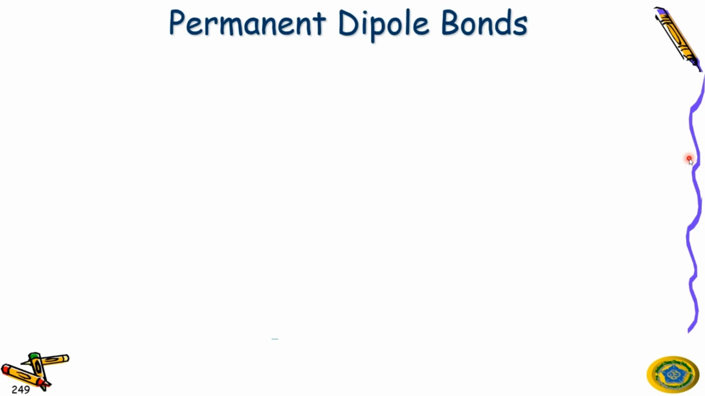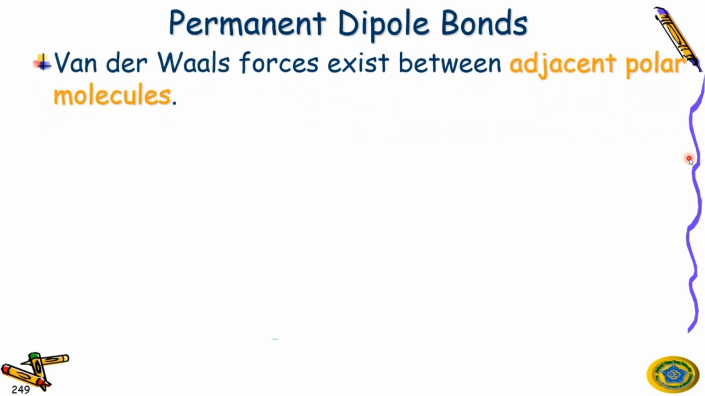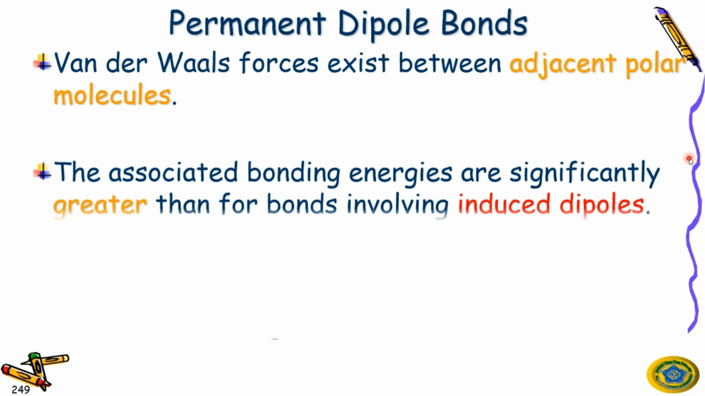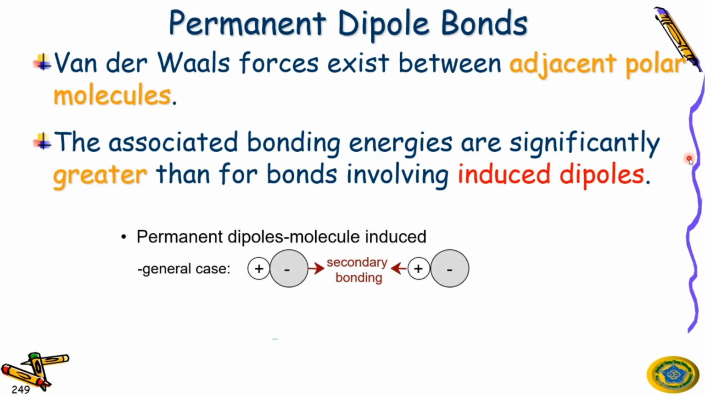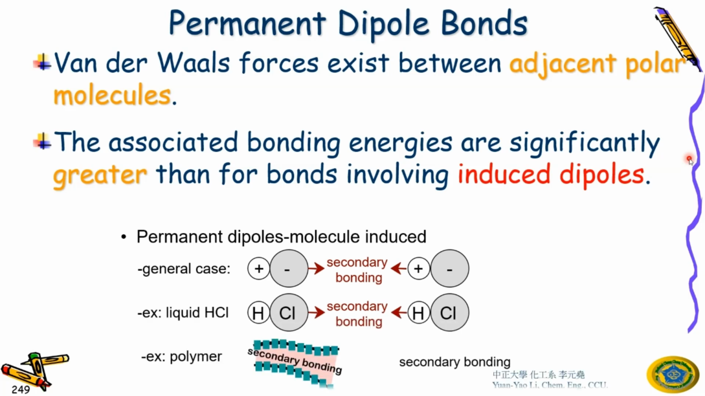Right, so permanent dipole bonds are the van der Waals forces that exist between adjacent polar molecules, like the hydrogen chloride molecules I just showed you. The associated bonding energies are significantly greater than those involved in induced dipole bonds, which we are going to show you very soon. So these are examples of the dipole-dipole interaction.